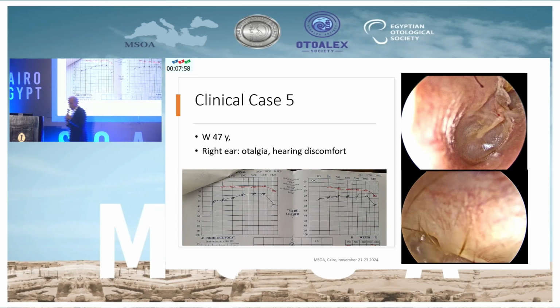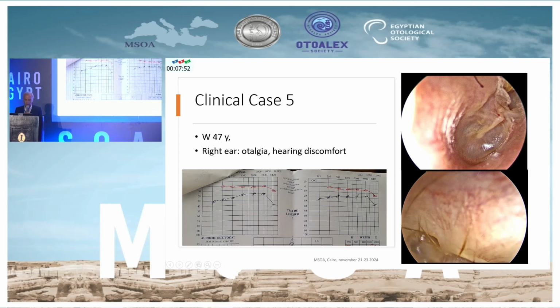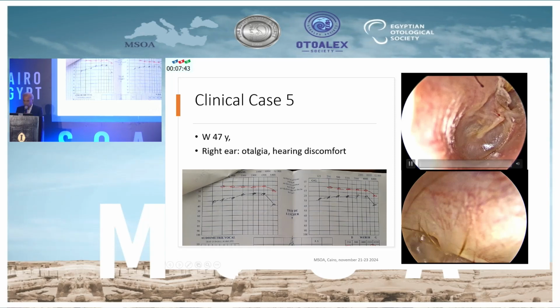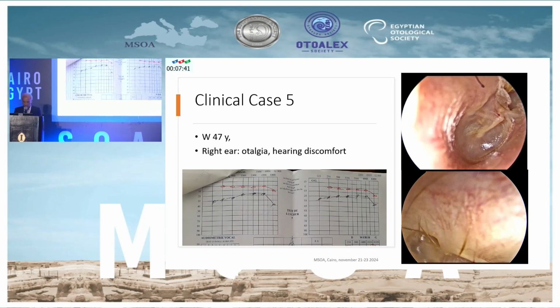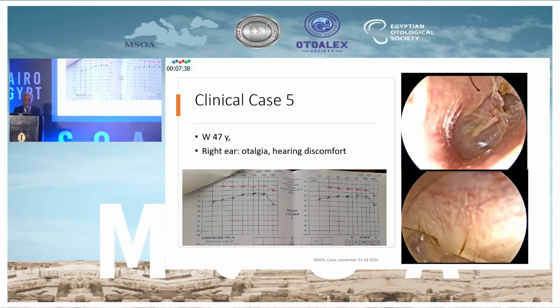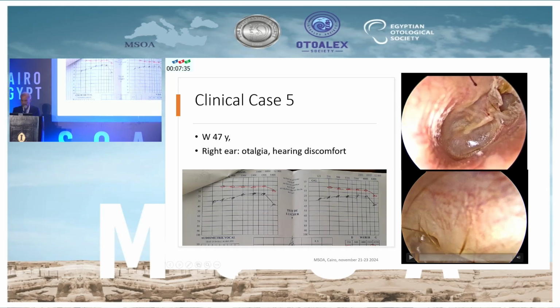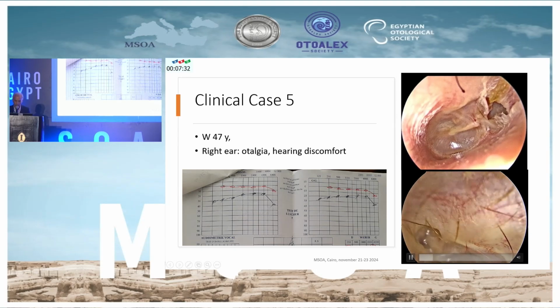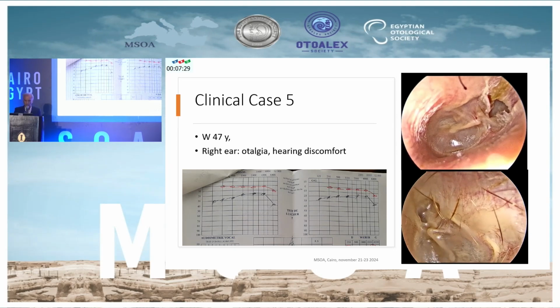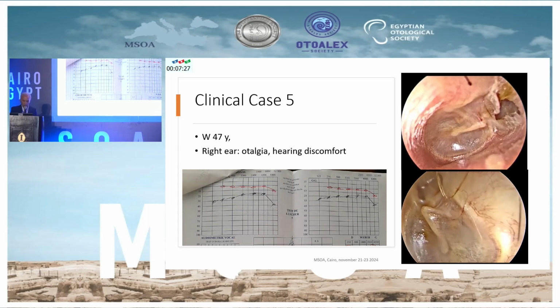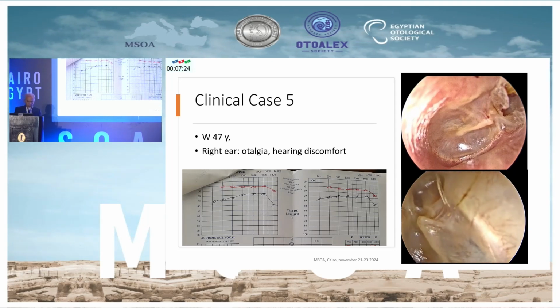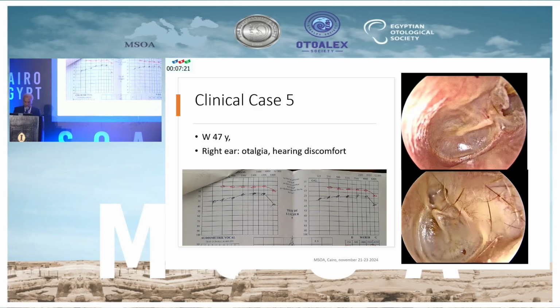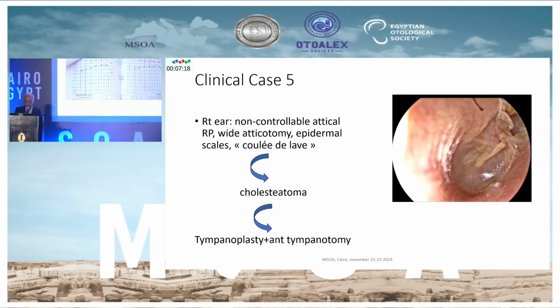Thank you. Some other case, it's a woman, 47 years old, who presents in the right ear otalgia and hearing discomfort. Otoscopy shows this aspect in the right ear and this aspect in the left ear. And the audiogram shows a mild hearing loss, 20 dB of conductive hearing loss.